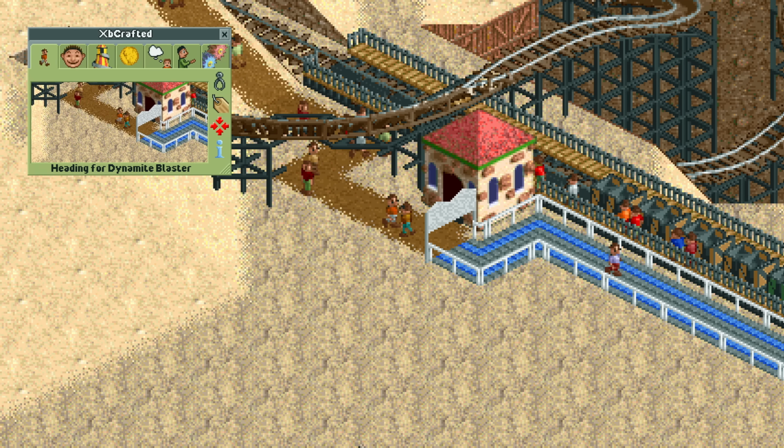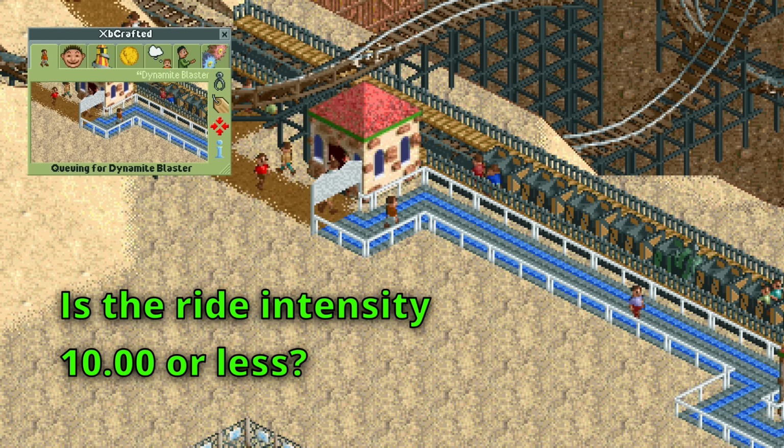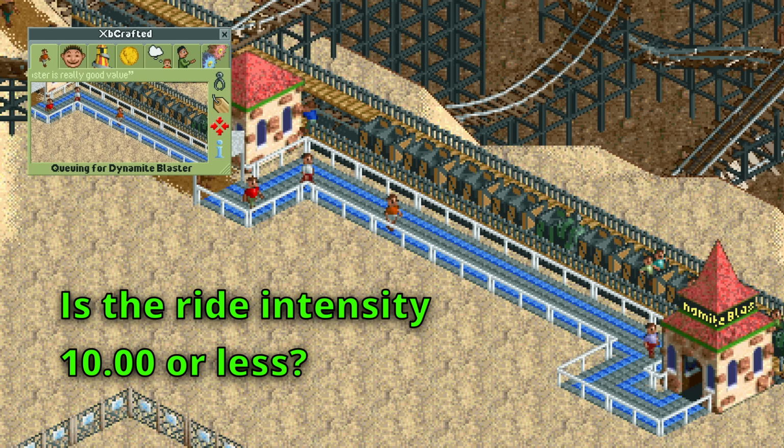At this point there is one simple check, and that is whether the intensity rating of the ride is 10 or less. Sounds simple enough, right? But it can lead to weird situations.